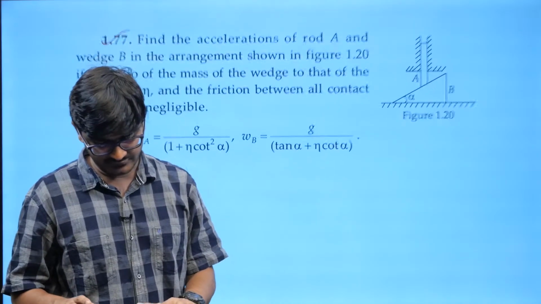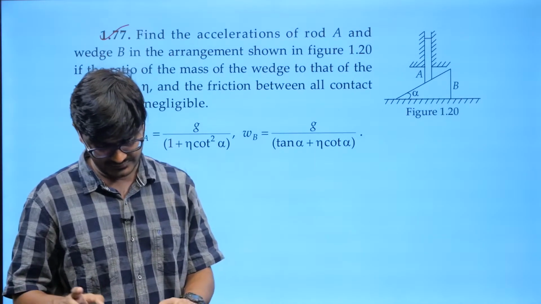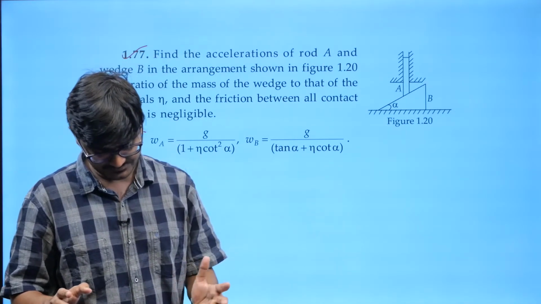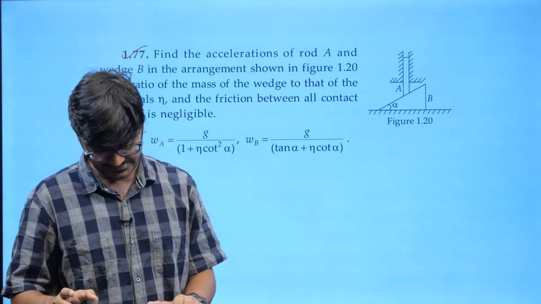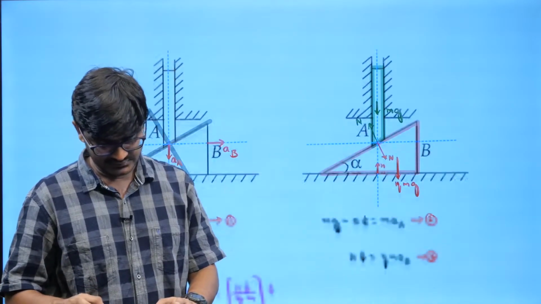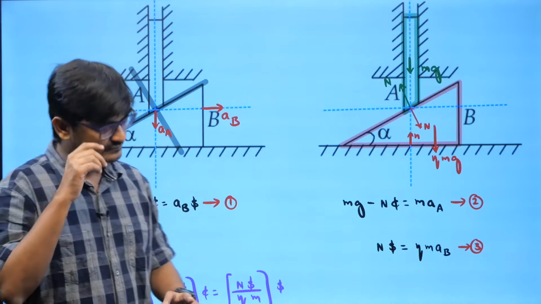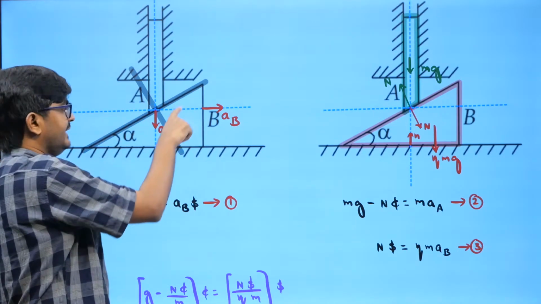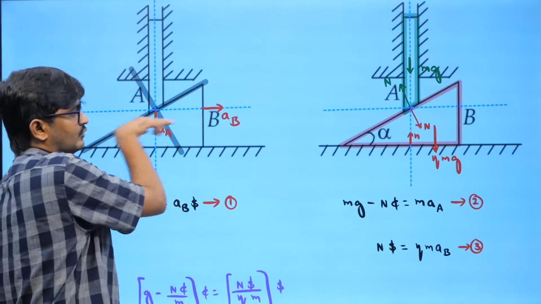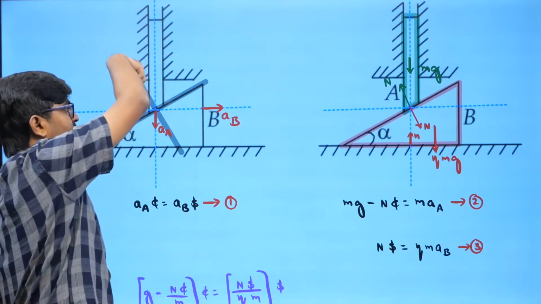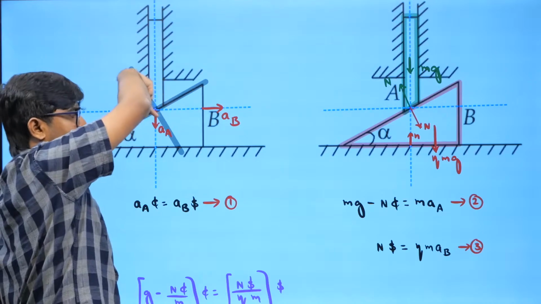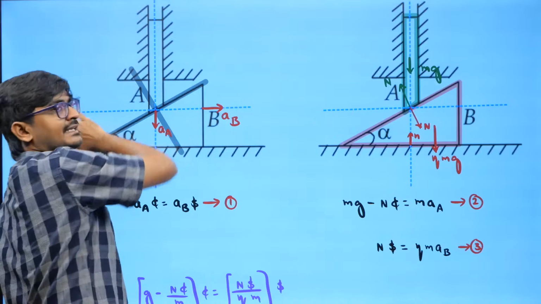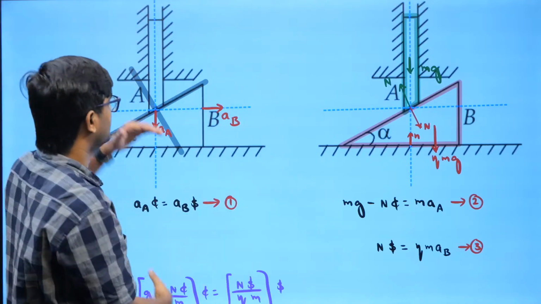Now the next question, you need to find the acceleration of the rod and wedge. The mass ratio is given as 1:n. So the first thing is, I can predict the direction of acceleration of B. B in this case can move only along this direction. That I can see. Normal is going to be along this direction. So normal is horizontal. I know it is moving horizontally, and in which direction, either this direction or this direction, that I can predict easily, because normal will be this way.